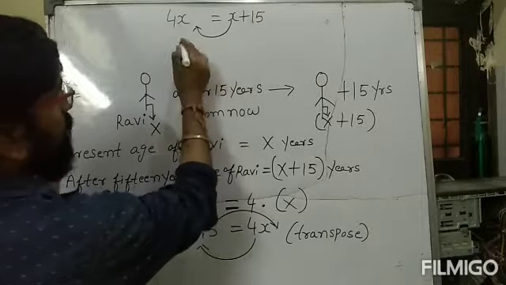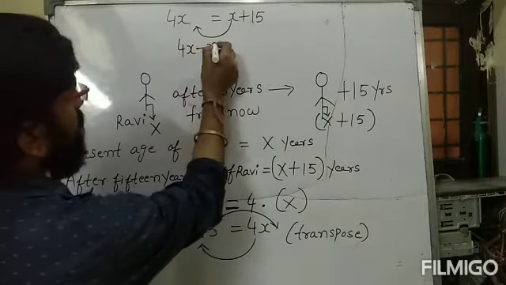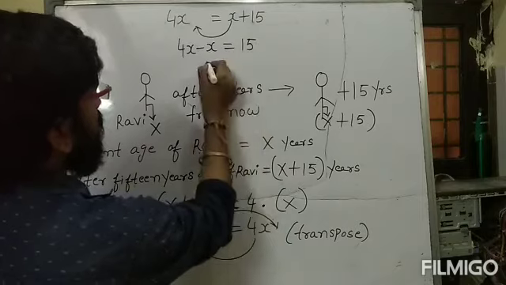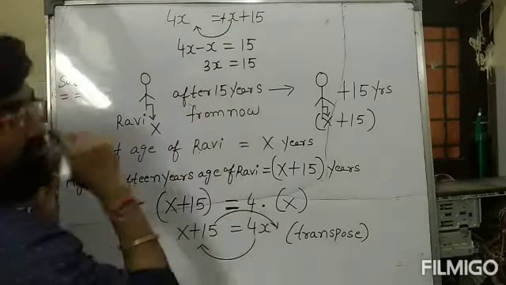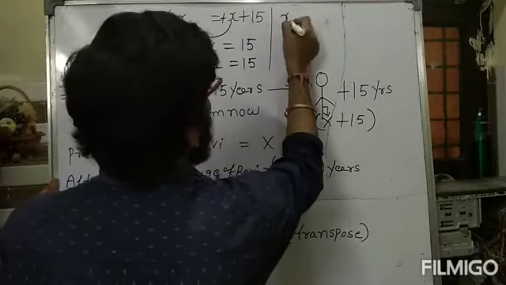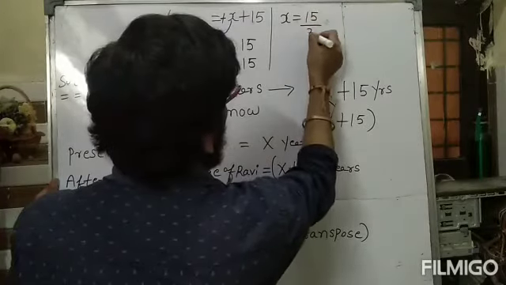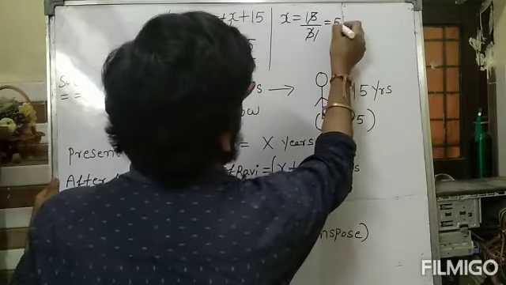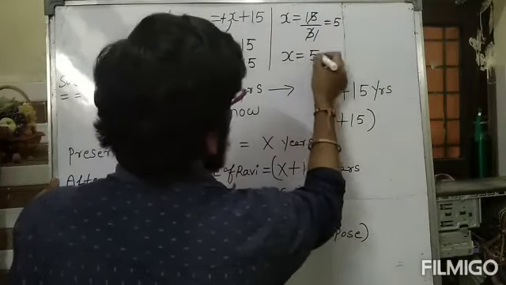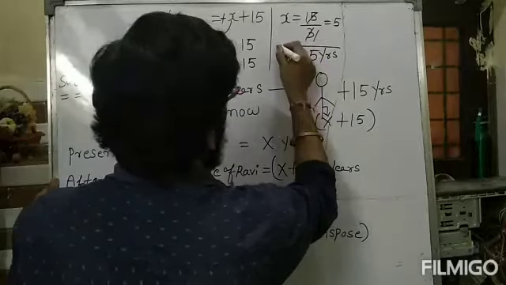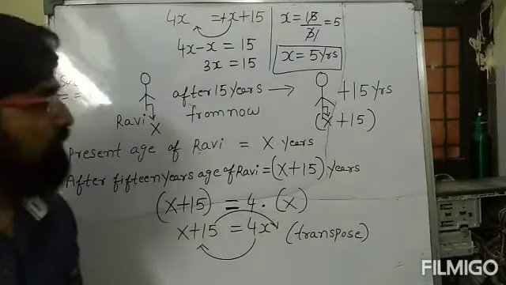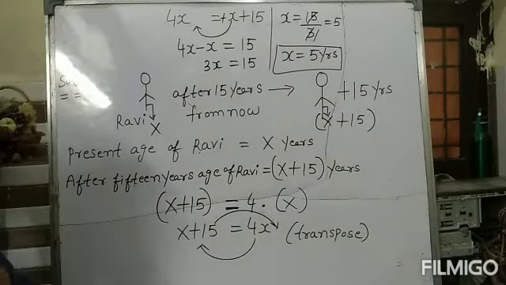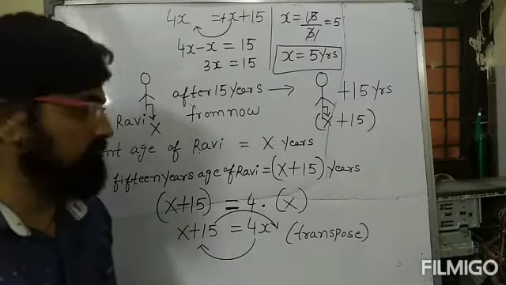4x minus x is equals to 15. 3x is equals to 15. With here plus, it goes here becomes minus. So 3x equals to 15. Then x is equals to 15 by 3. 3 ones, 3 5s. So x is equals to 5 years. Therefore, the present age of Ravi is 5 years.